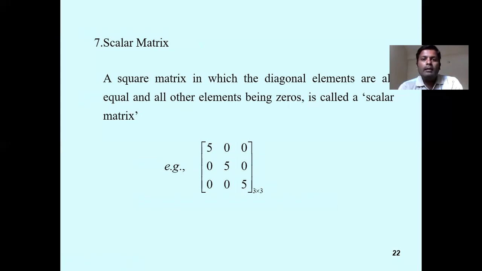A square matrix in which diagonal elements are all equal. You observe that before we saw this 1 2 3, but here 5 5 5. Here the diagonal elements are all equal, the remaining elements are 0. Then we say that it is a scalar matrix.